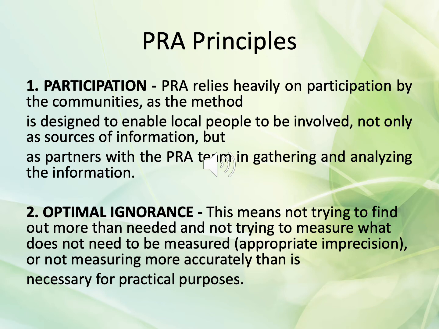Secondly, the second principle is the principle of optimal ignorance. This means not trying to find out more than needed and not trying to measure what doesn't need to be measured. So it's about appropriate imprecision. It means not measuring more accurately than is necessary for practical purposes.